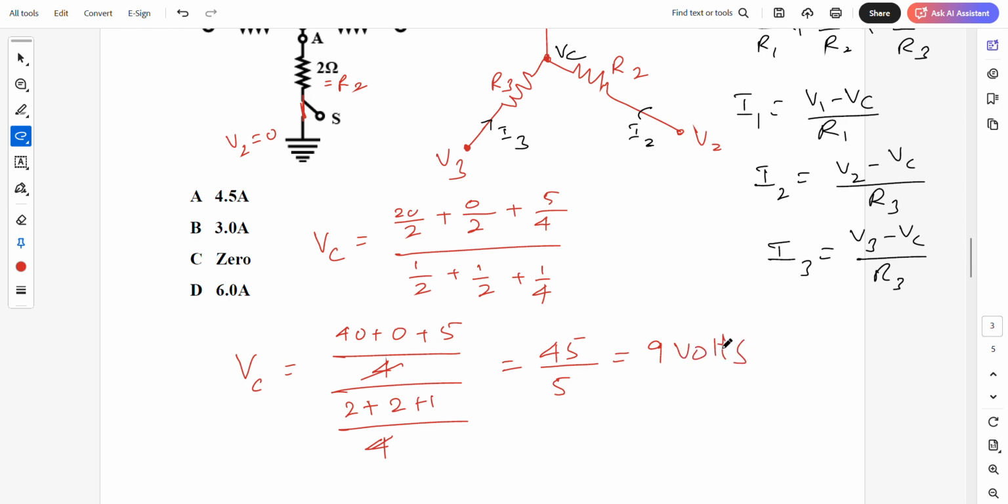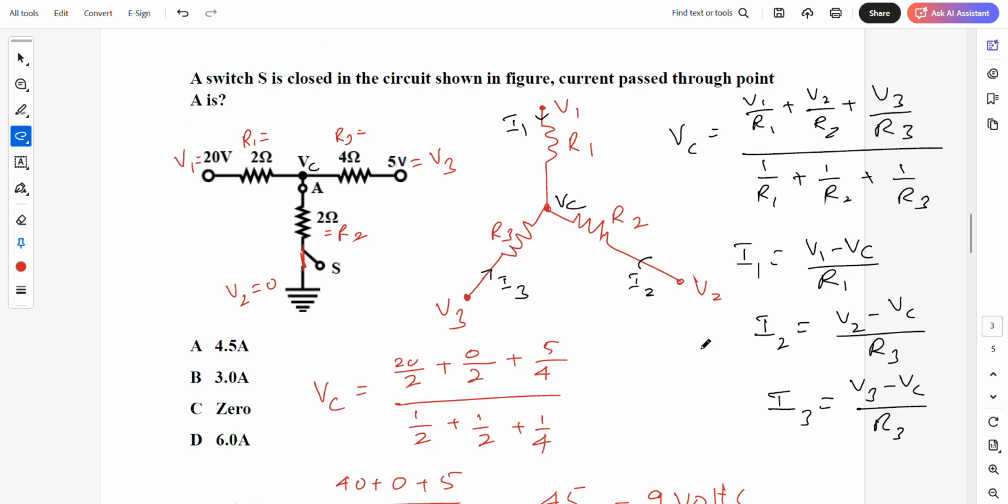What is he asking? He is asking the current passing through point A, which is I2. Let us take this as I1, this is I2, and this is I3, in the same way as I wrote before. So he is asking for I2, the current passing through point A.